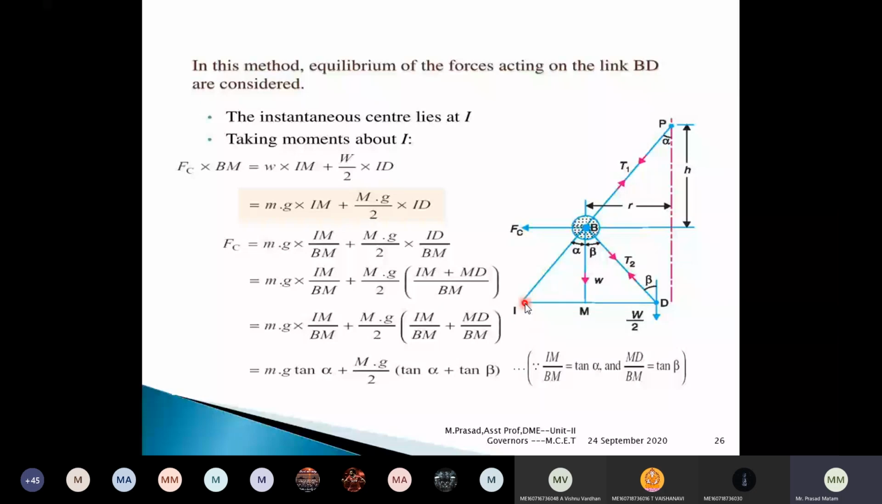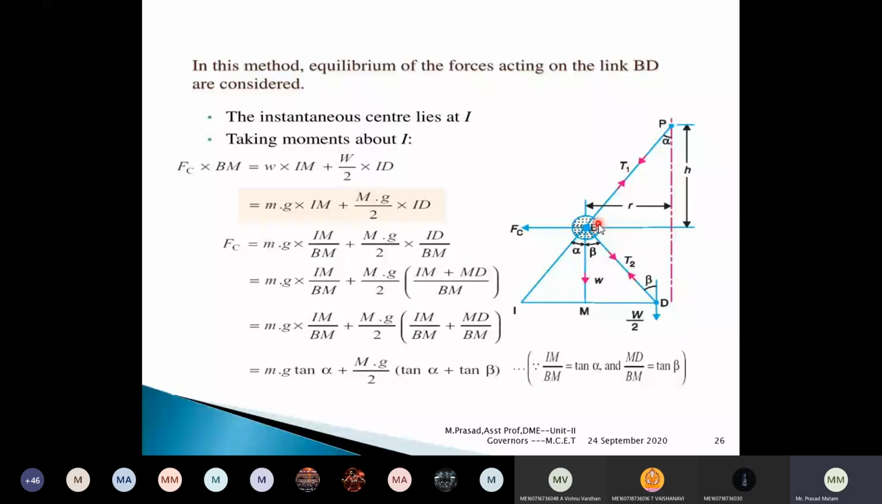So now we are resolving this equation by using the instantaneous center method. The instantaneous center lies at point I, and we take the moments about point I. So if you take the moments about point I, what do you get? The first force is the centrifugal force Fc. What is the perpendicular distance for the centrifugal force? This Fc is multiplied by this length Bm. I'm writing Fc multiplied by Bm.